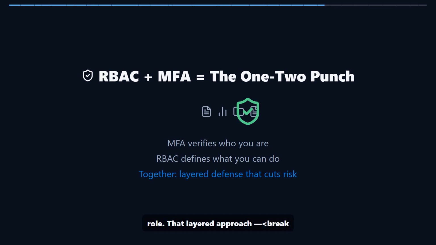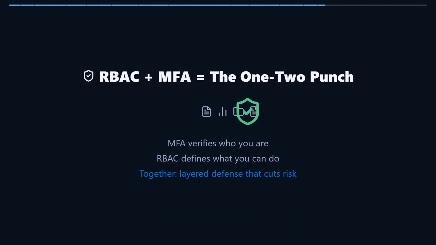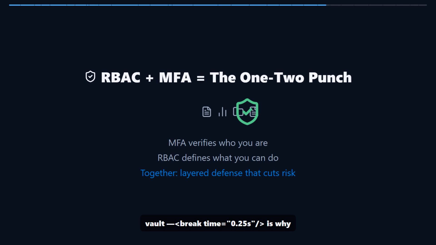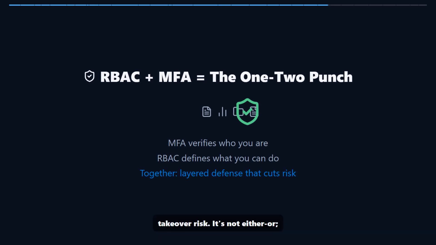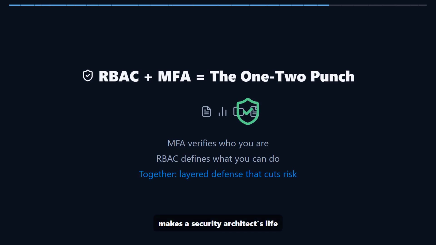That layered approach, MFA as the outer gate, RBAC as the inner vault, is why organizations that implement both see a dramatic reduction in account takeover risk. It's not either-or. It's the 1-2 punch that makes a security architect's life easier.